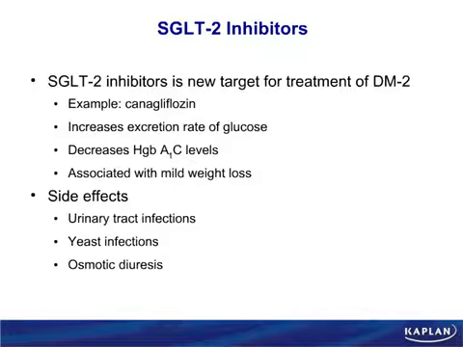It's a wonderful name. So this is the first drug, and you'll see many drugs come out after this. This inhibits this carrier, and this leads to an increase in the excretion rate of glucose, and that leads to a decrease in your hemoglobin A1C. And there's some weight loss with this drug. I'm sure you can imagine the big side effect is urinary tract infections and yeast infections and osmotic diuresis. So these carriers are now drug targets for type 2 diabetes, so therefore they will be tested more and more commonly on the exams.